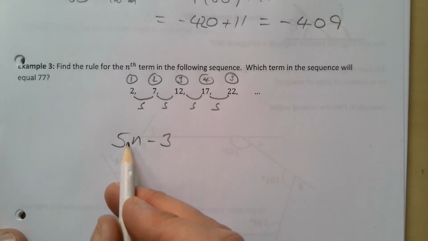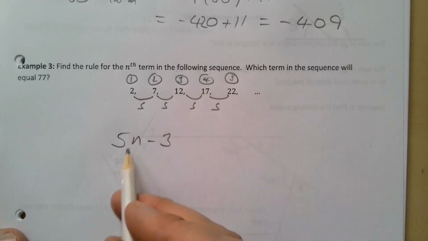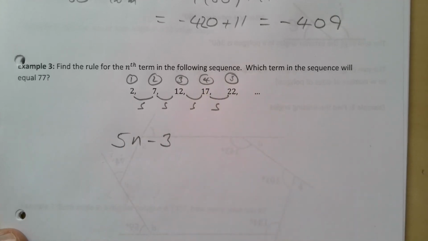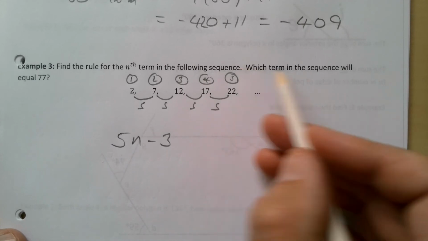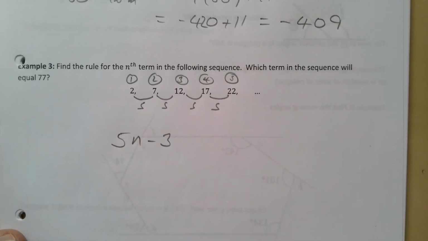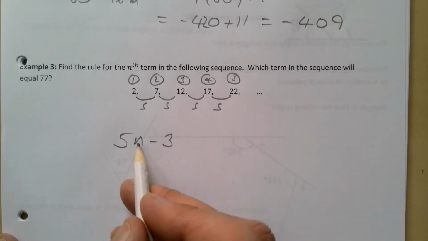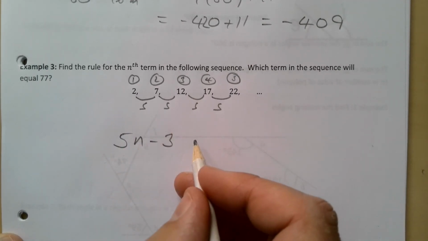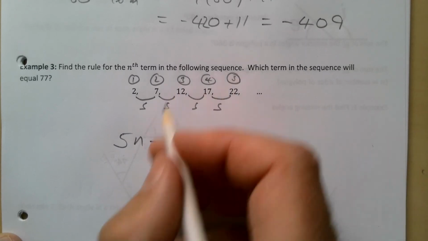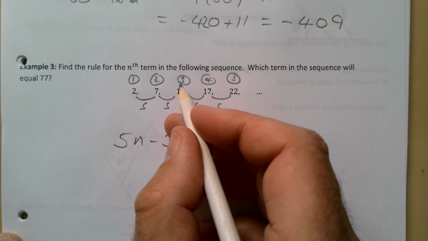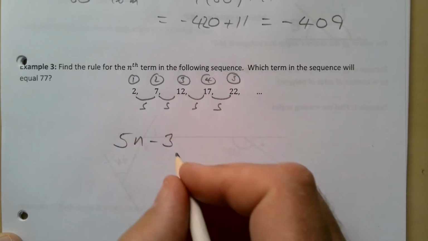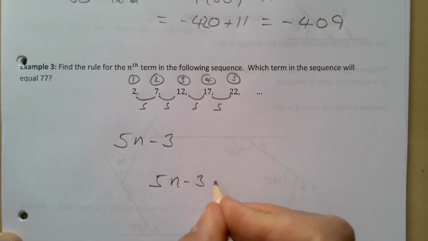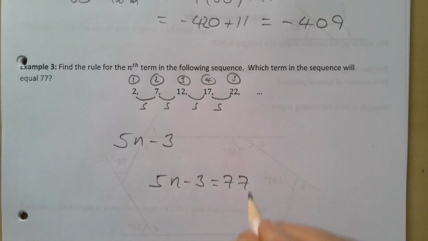Let's try for the number 4. 5 times 4 gives me 20. Take away 3 is 17. So it looks like it works. This question is kind of backwards from our previous example, but we still should be okay. Some number, whenever you put it into this formula and work it all out, it gives us 77. For example, if we put the number 3 into this formula, it gives us 12. But some number is 77, so we set up 5n minus 3 equals 77.